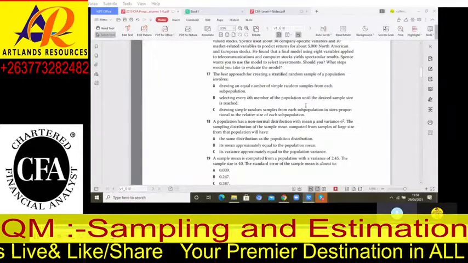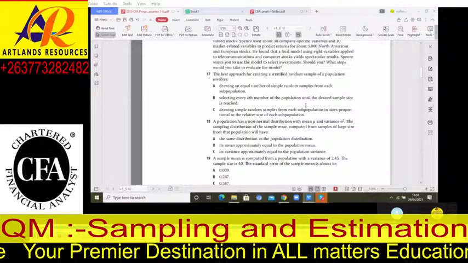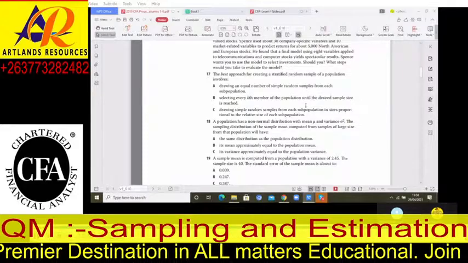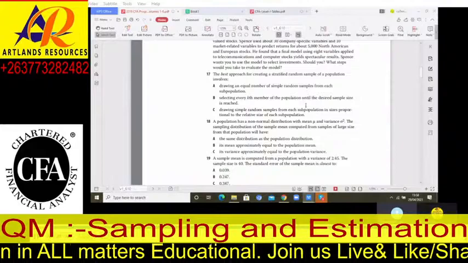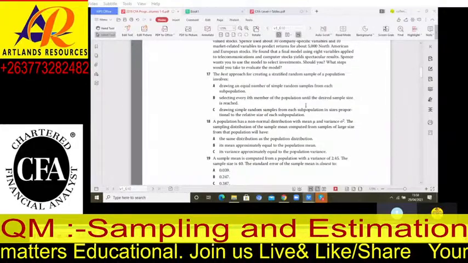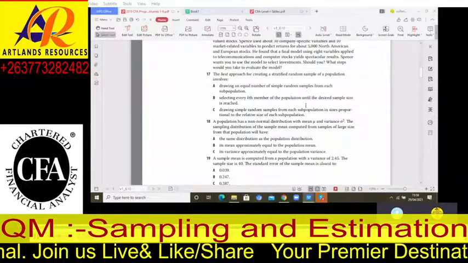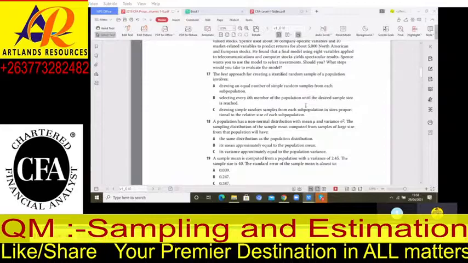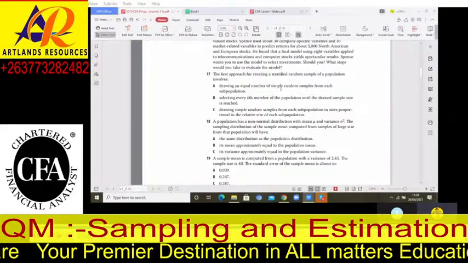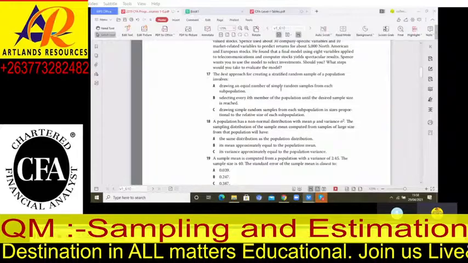A. They are saying the best. My mind is saying C somehow, and my mouth is saying A. Yes, C is the best. You don't draw equal. Can you imagine? The word equal is not ideal. I have mentioned that.